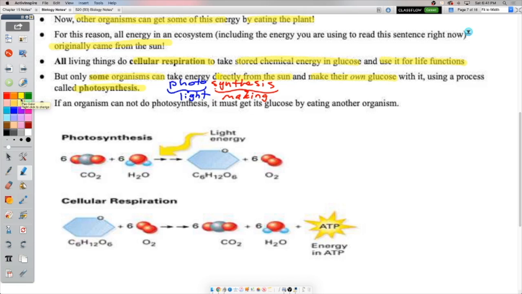Doesn't work that way. But we need this glucose to do cellular respiration, to do everything that's required to keep us alive. So what are we forced to do? Well, we have to eat something that has glucose. Okay. Now it might be the plant that made it itself, or it might be something that ate the plant, or it might be something that ate the something that ate the plant, or on and on, right? So if an organism cannot do photosynthesis, it must get its glucose by eating another organism.